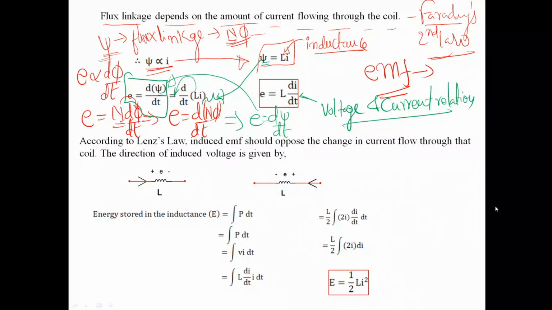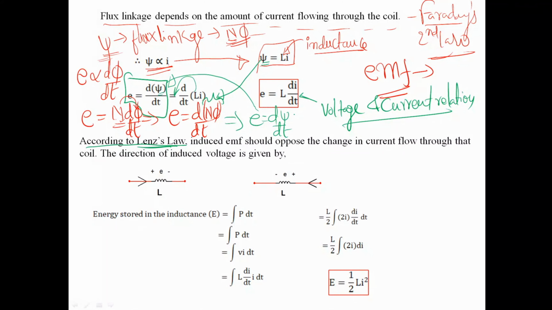Energy stored in an inductor. Now to establish that, see here, according to Lenz's law, the induced EMF should oppose the change in current flow through that coil, and the direction of induced voltage is given like this. So we have a law called Lenz's law. What does Lenz's law state? According to Faraday's law, we know that an EMF, electromotive force, will be induced in the coil whenever a coil is linked with the flux. And the induced EMF in the coil will always have a tendency to oppose its cause.